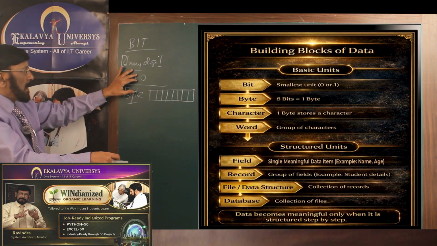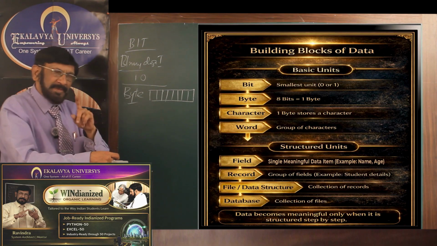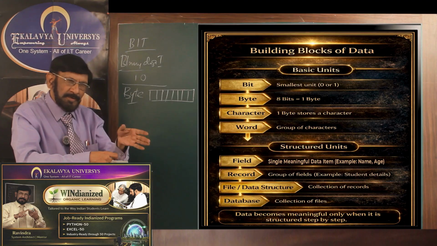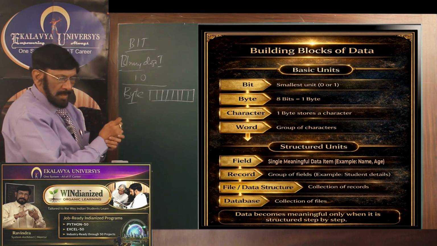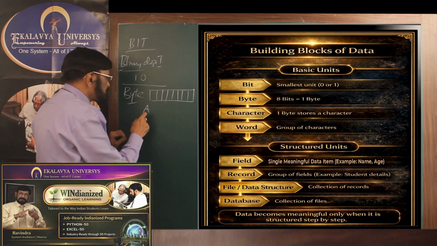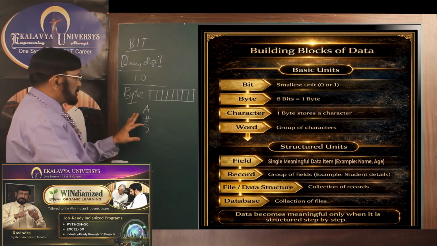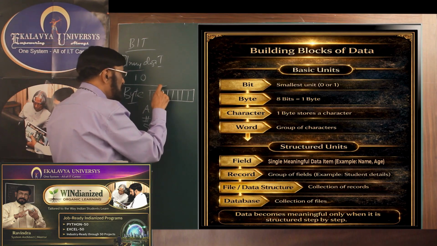So, how is this language formed? I give you a simple example. One thing I am telling you, don't learn anything abstractly. Learn with examples. Now, I give you 3 data items. They are A, second one the hash symbol, and 5. What is the bit pattern for all 3? For A, the bit pattern is 1.